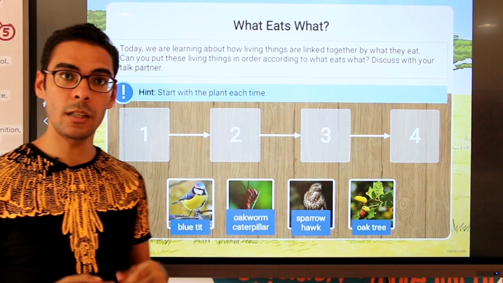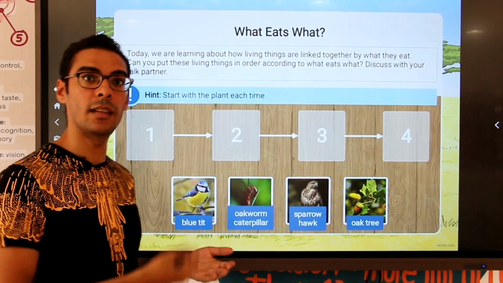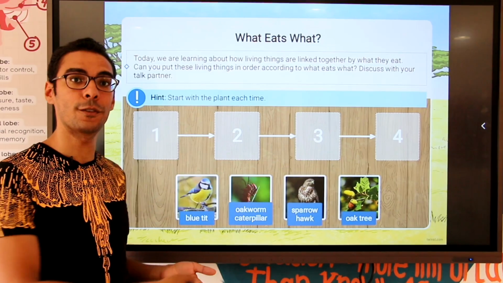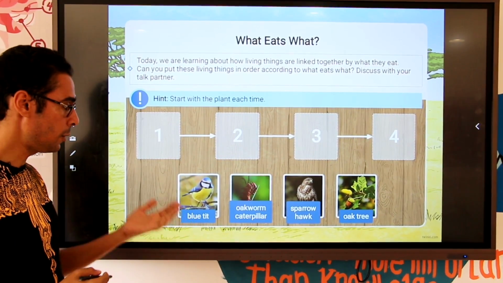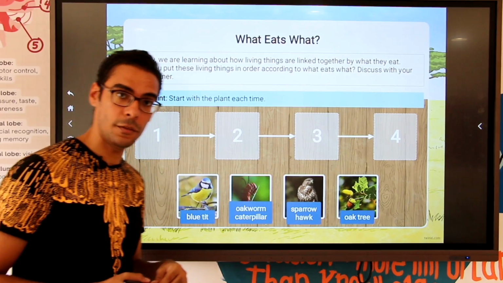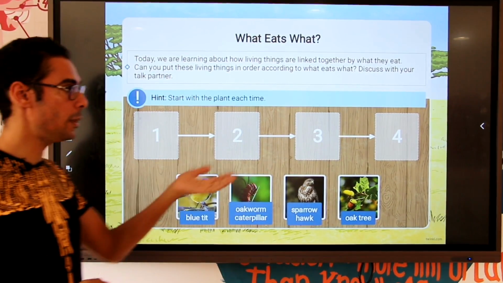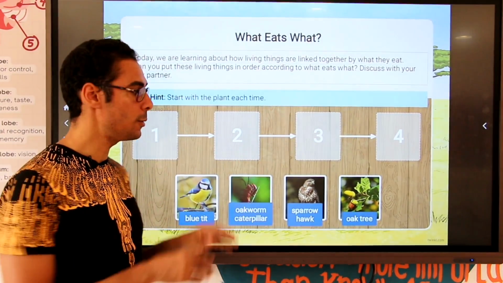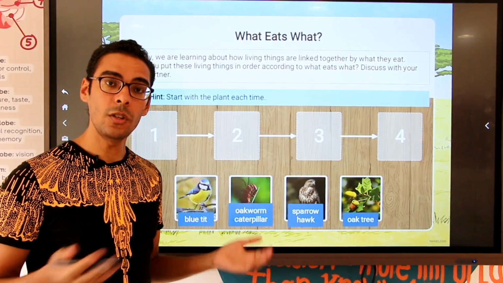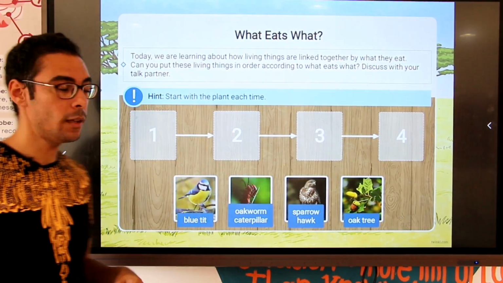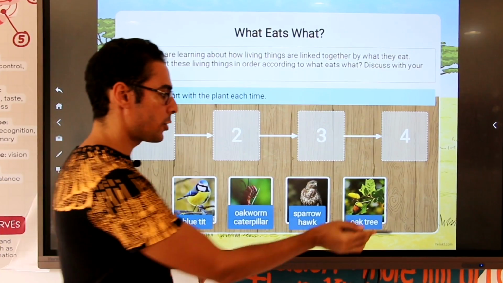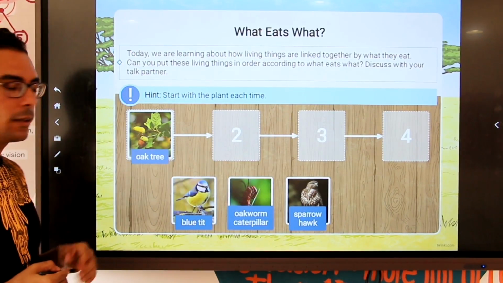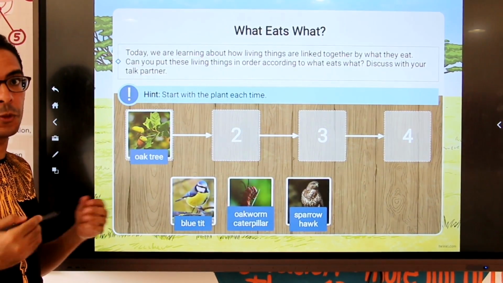Right now, we're going to represent some food chains in different ecosystems and different habitats. Let's start with this one. There in front of you, some images of different living organisms. We need to build our own food chain using them. We need to use them to build the food chain in this ecosystem. You might be looking for the oak tree. This is going to be the first thing because it's the producer.